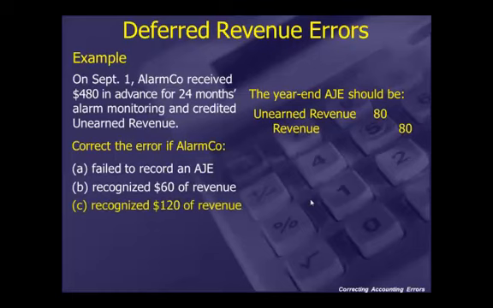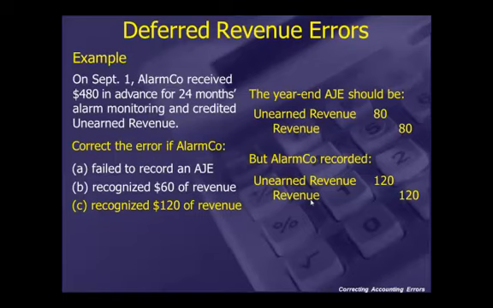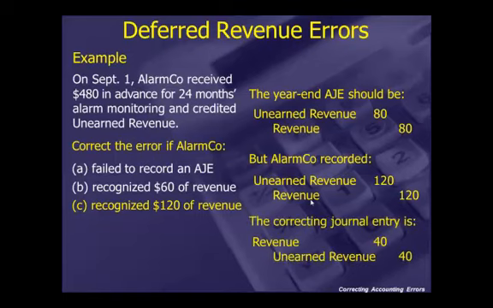Recognized 120 of revenue, that's too much. So we have too much in revenue. We have too much by way of $40, so we need to reverse the accounts, debit revenue to remove the 40, and credit unearned revenue by 40. That way we'll only have the $80 in revenue that we want to recognize.